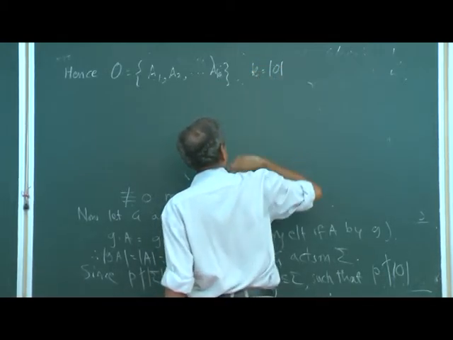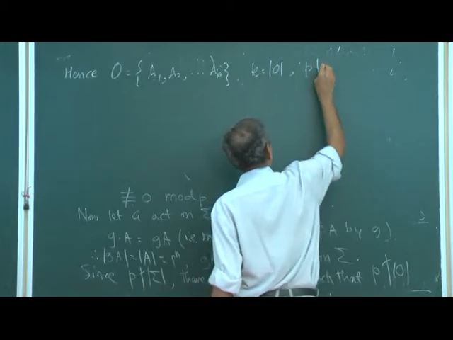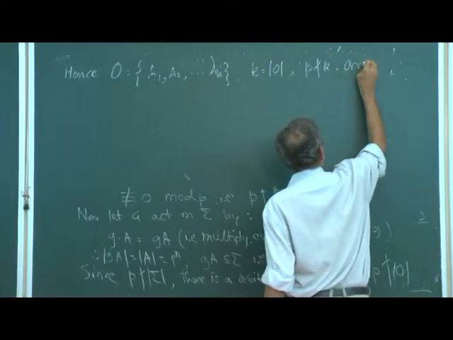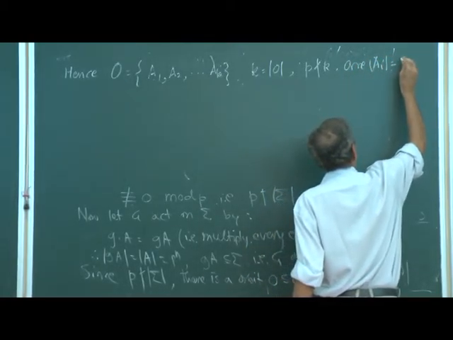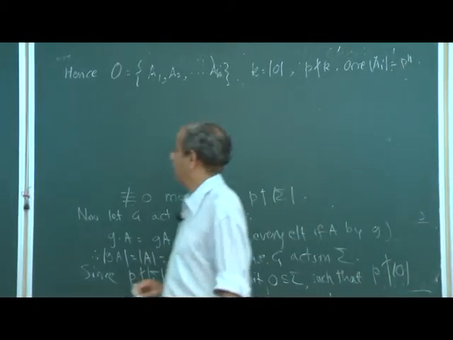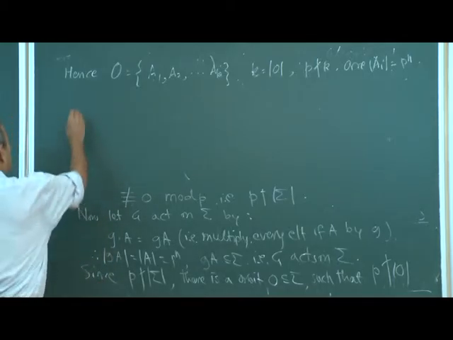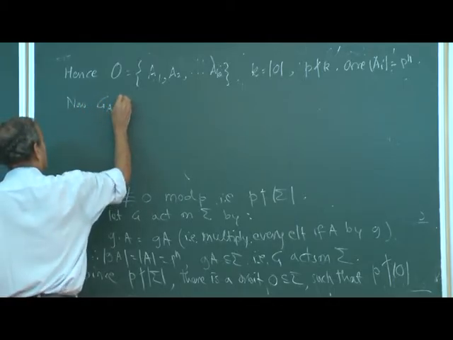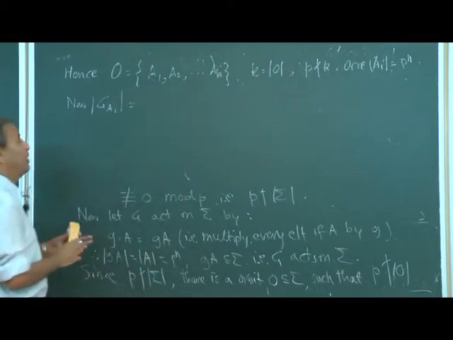Hence, what does the orbit O look like? It is A1, A2, up to AK, where K is the number of elements in the orbit, and P does not divide K. And each Ai is equal to p raised to n. Okay, so that is what we want.